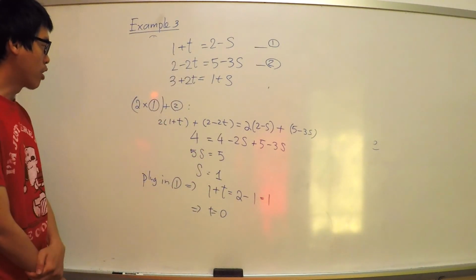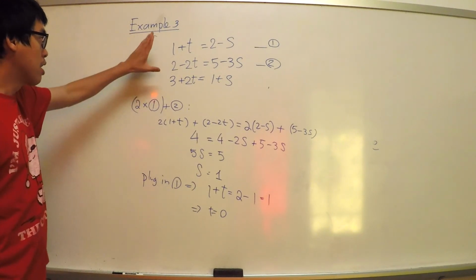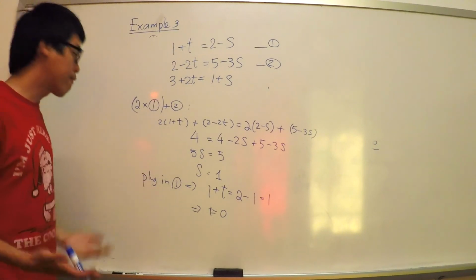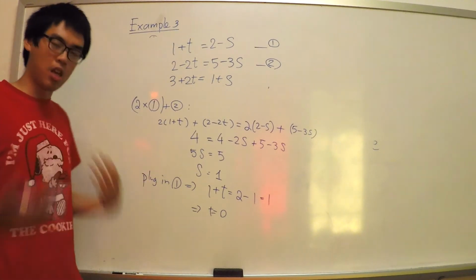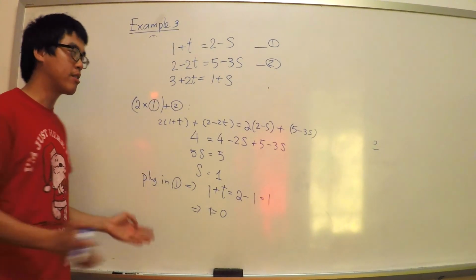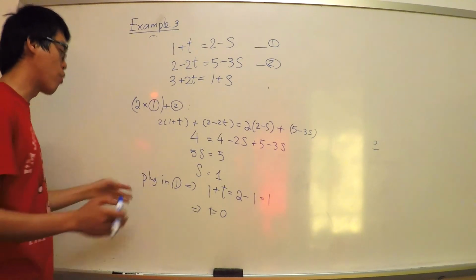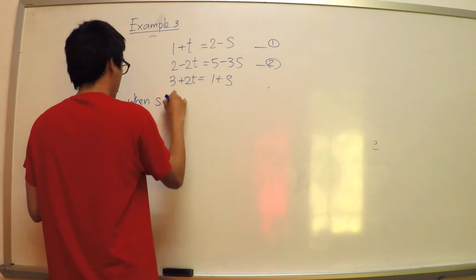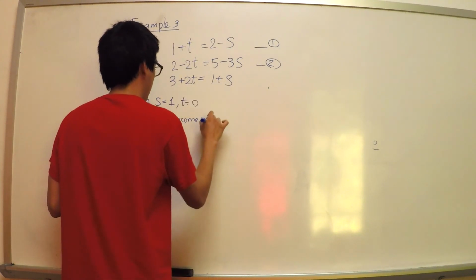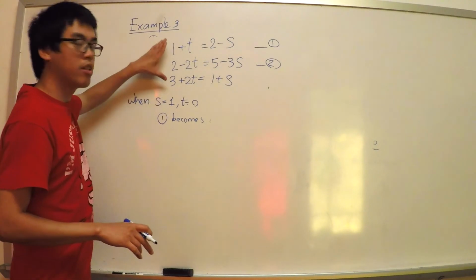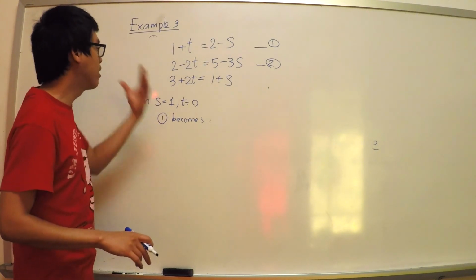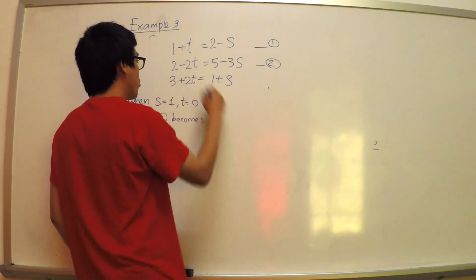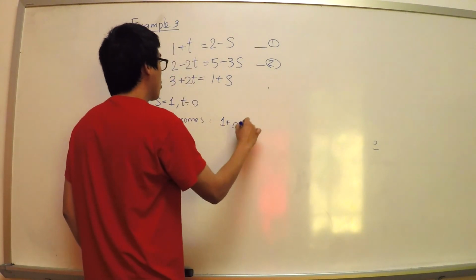Right, so what we got so far is that if these three equations can be satisfied, they will be satisfied at s equals 1, t equals 0. We haven't shown that it's satisfied yet. It might not be, so we have to plug it in to check our work. What you need to do is take these three equations and plug in s equals 1 and t equals 0, as we showed. So the first equation becomes 1 plus 0 equal to 2 minus 1.